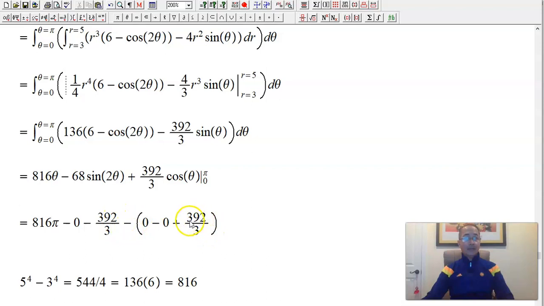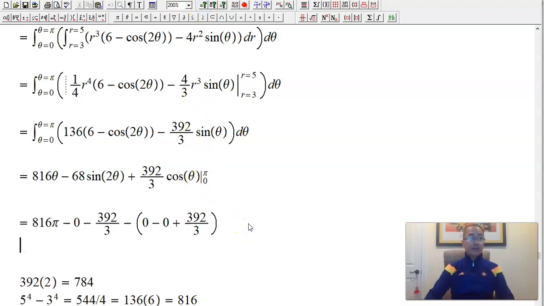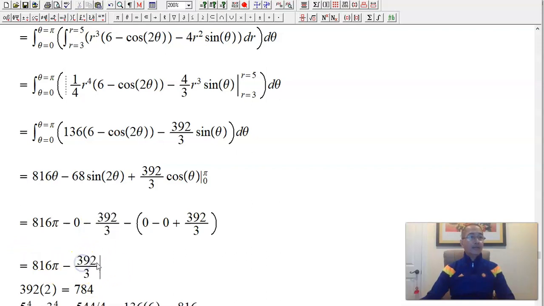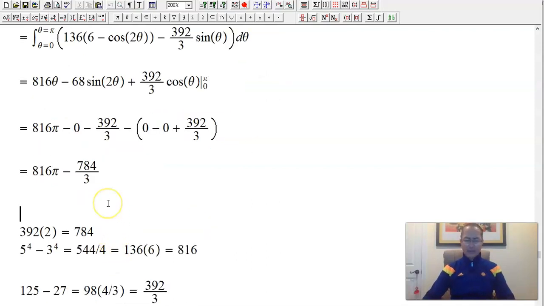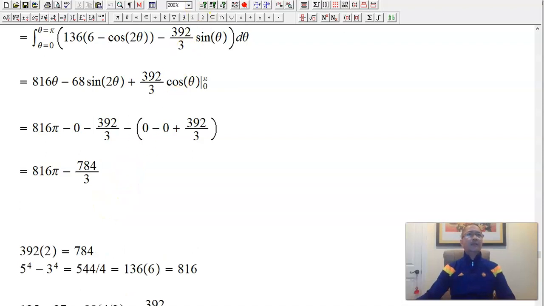Do the 392's cancel? No. You have a minus here and another minus here, so we are going to double. What is 392 times 2? We get 784. So there we go. Our final answer is 816 pi minus 784 over 3. Is that a positive number or a negative number? I think it's positive, don't you?